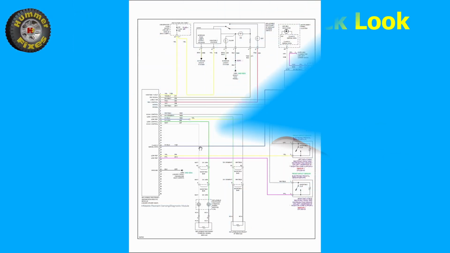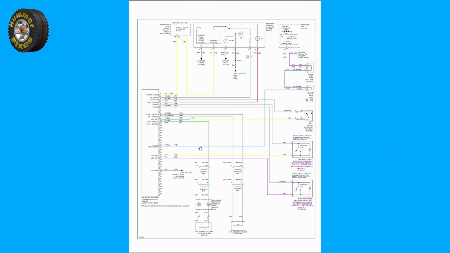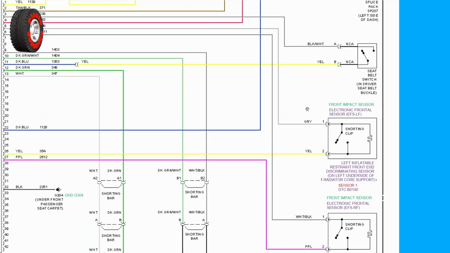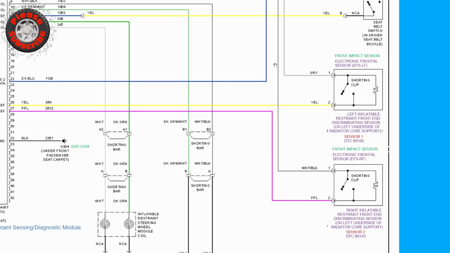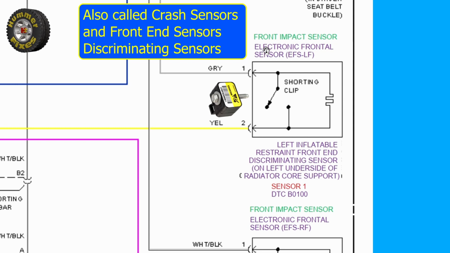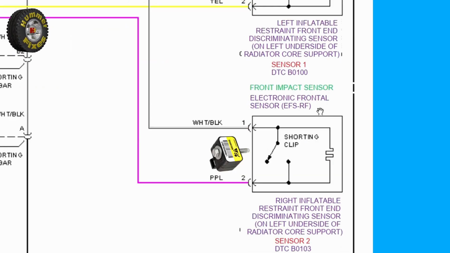Let's just take a quick look at the circuit diagram relating to the front impact sensors. So here on the right, I've added some comments to the original PDF, and I've put on front impact sensor, but it's actually referred to in the manual as the electronic frontal sensor, EFS-LF, which is for the left front, and then there's one below, -RF for the right front. The document also calls the left front sensor 1 and the right front sensor 2.